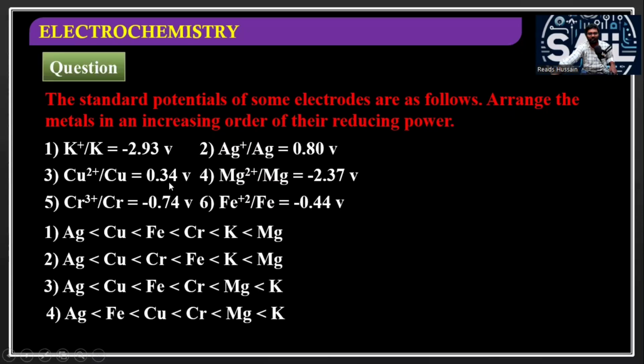Positive value. Copper has a positive value, so after silver, the next one is copper. Okay, then only one option is there. Highest value silver, next higher value copper, next higher value iron. That means option C. Now option C is the correct option for this.